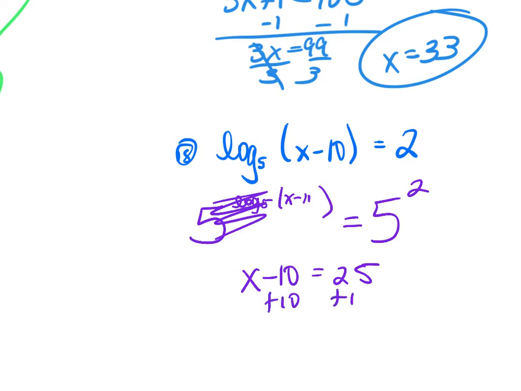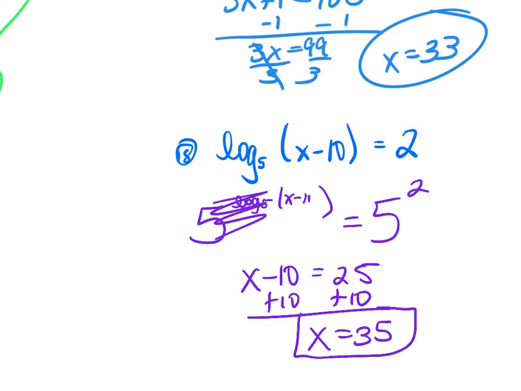Add 10 to both sides. And x equals 35. Now again, you're talking about logs and natural logs, so make sure if I plug 35 in here, 35 minus 10 is 25. It's positive, we're good.